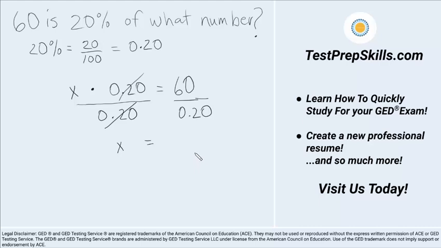So it's 60 divided by 0.2. And if I plug that into a calculator, or if I just simply perform the operation in my head or on paper, I'm going to get an answer of 300.